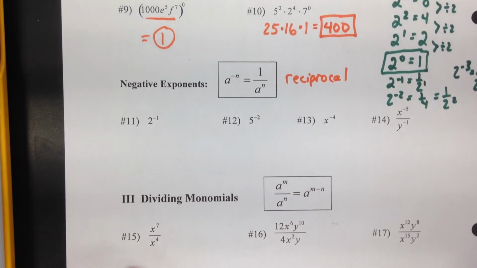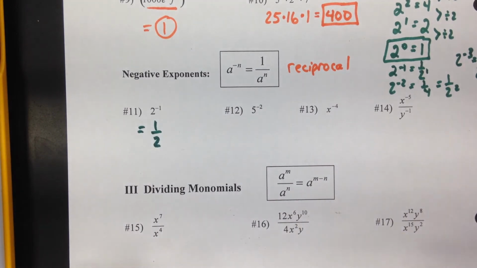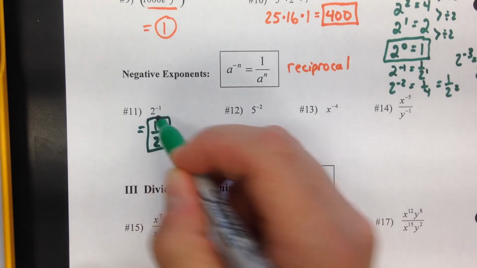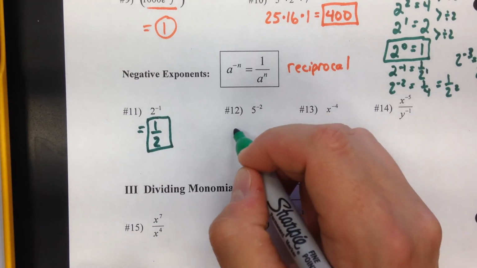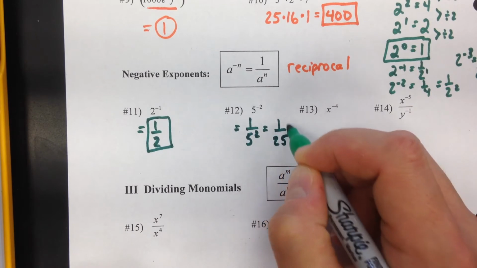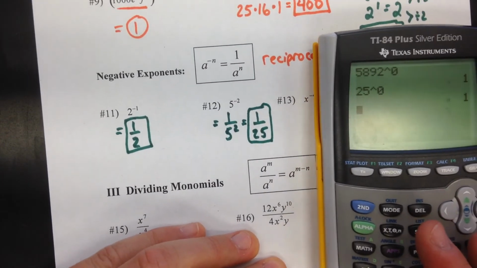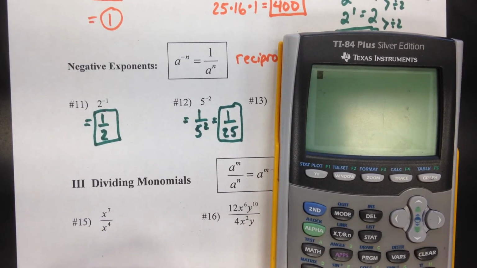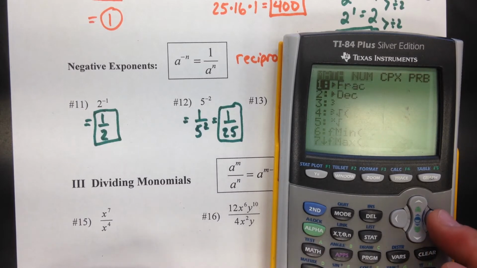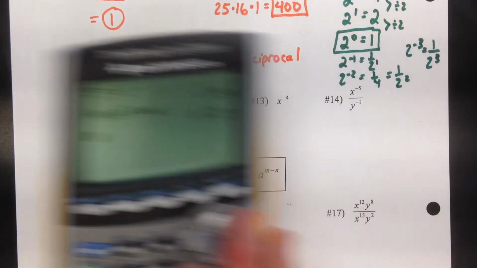So let's do the examples here. Number 11, 2 to the negative 1 is 1 over 2 to the positive 1. In this case, it's 1/2. 5 to the negative 2 is 1 over 5 to the positive 2, and we'll say that's 1 over 25. Now with just regular numbers like this, you could check this on the calculator. 5 to the negative 2 power gives me a decimal. I can go math, enter, enter on fraction, enter, there's your 1/25th right there, okay?